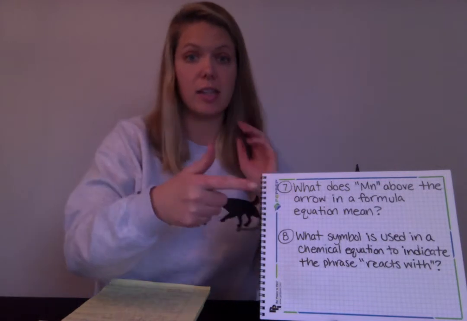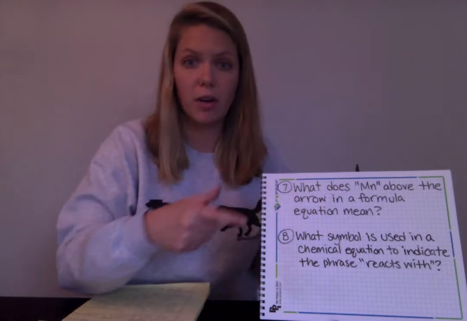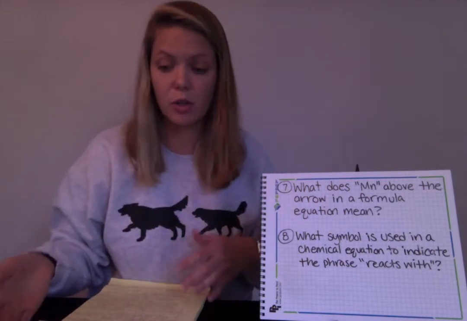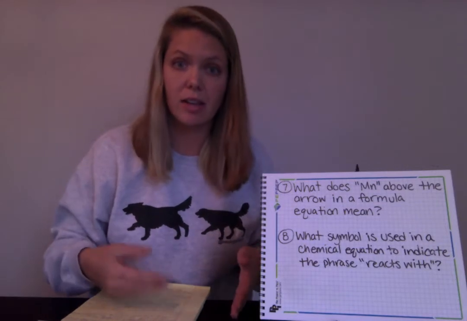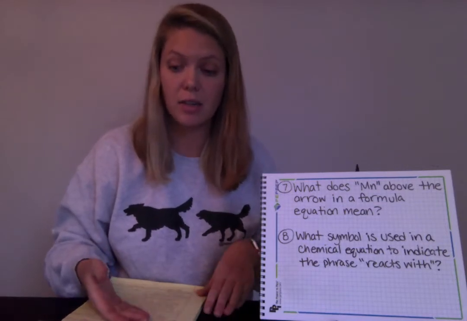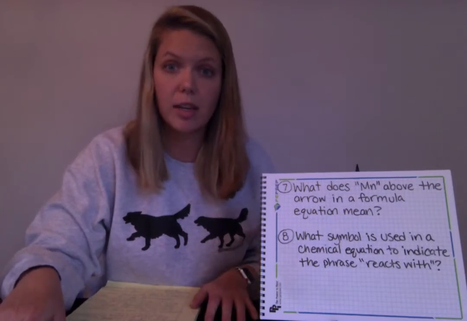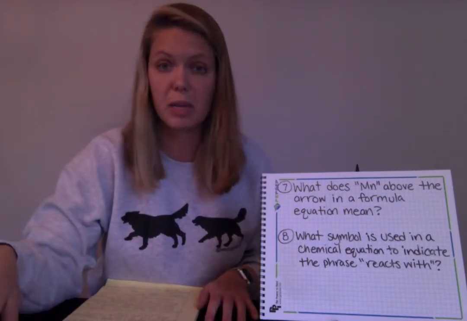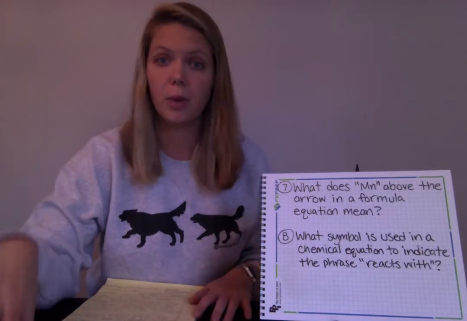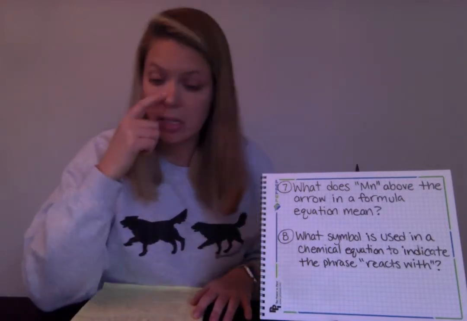So in this case, it's asking what does it mean if Mn is above the arrow? Same concept. It just means that manganese, because the element Mn is manganese, is going to be used as a catalyst. If you want to elaborate and say that a catalyst is used to speed a reaction, go right ahead.